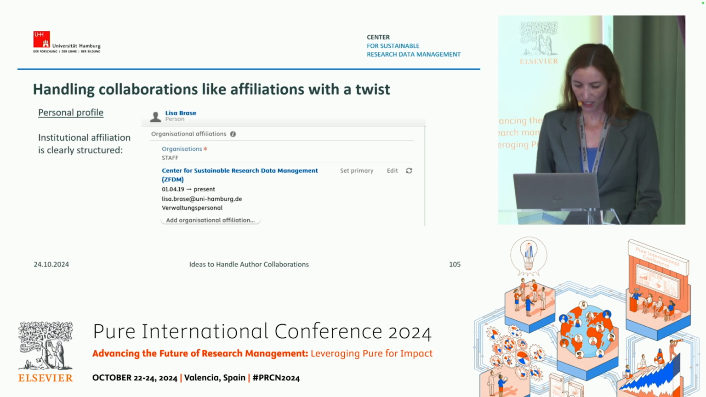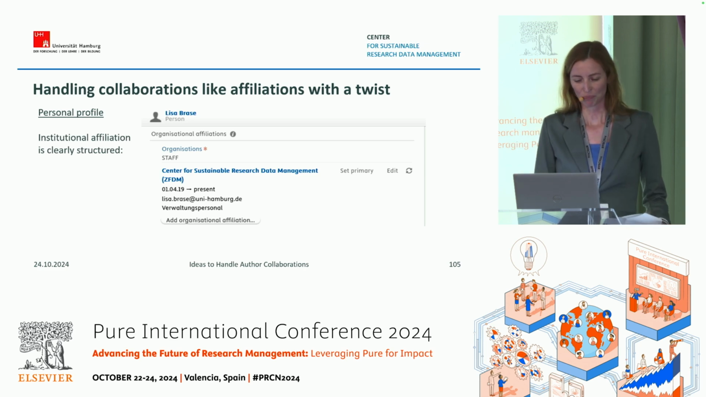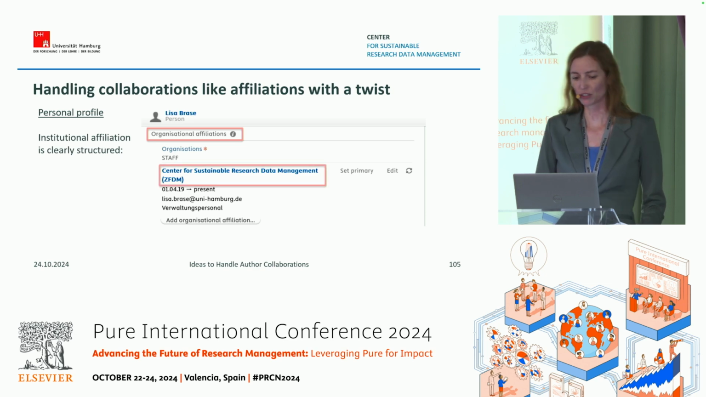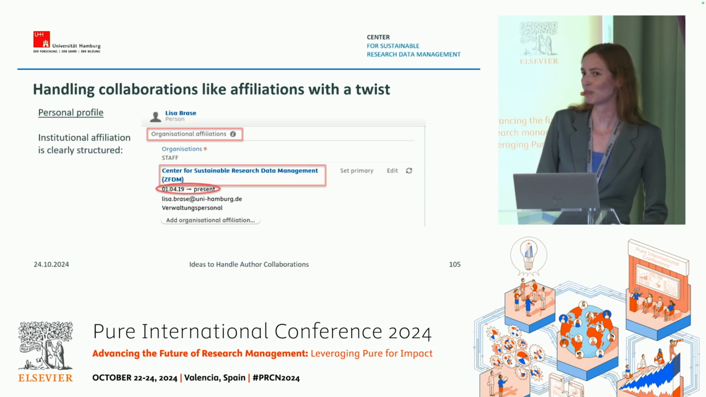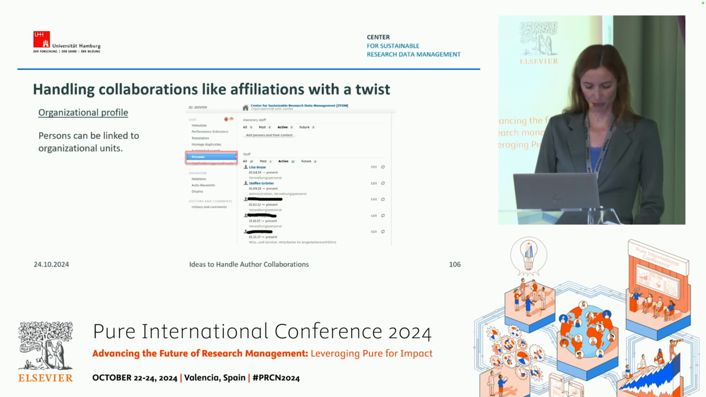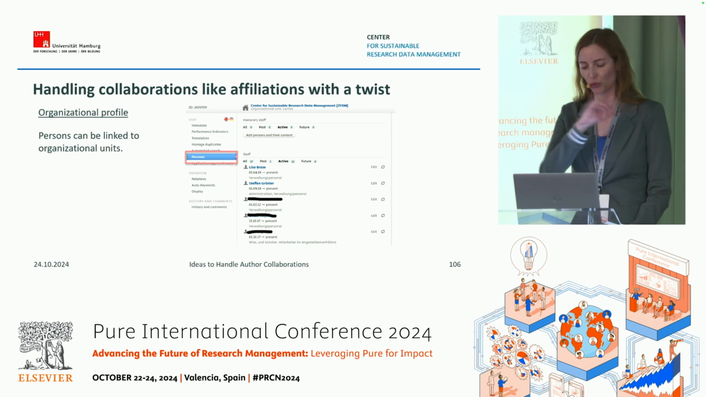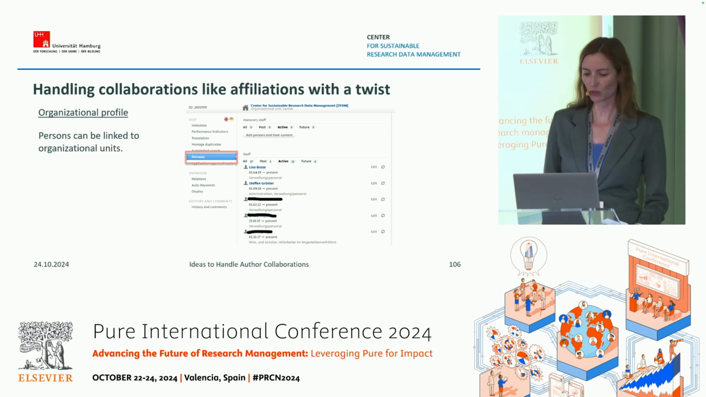So, when I look at the personal profile in Pure, I can see that there's an organization affiliation, which is clearly structured. I have the section here, then the organization I belong to, and also a time period, which is quite nice. And when I look the other way around, I can see that persons can be linked, or were already linked, depending on which side you go, to the organization.